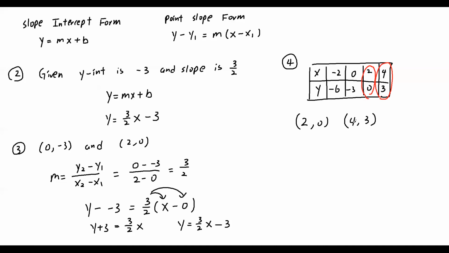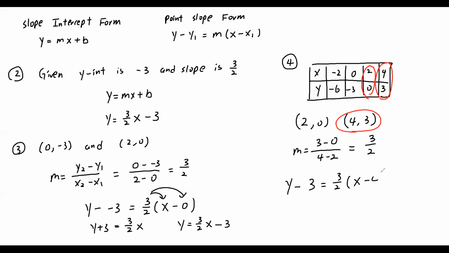And of course, our first step is always find the slope. m is equal to 3 minus 0 over 4 minus 2. Remember, y value subtract y value over x value subtract x value and keep it consistent, which we get 3/2. Once we obtain the slope, all we have to do is use either coordinate and put it into point-slope form. So let's pick the second coordinate, 4, 3. We will get y minus 3 equals 3/2 times x minus 4.